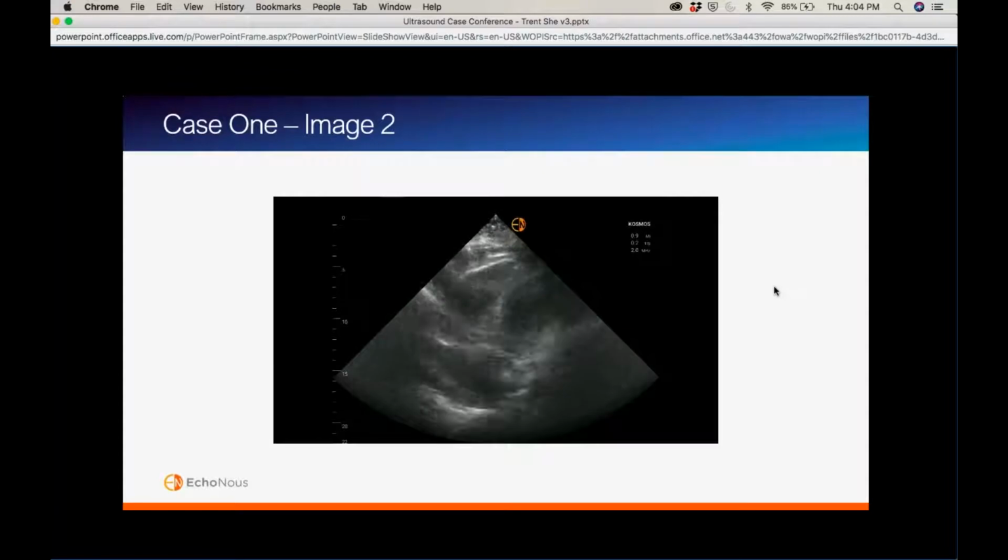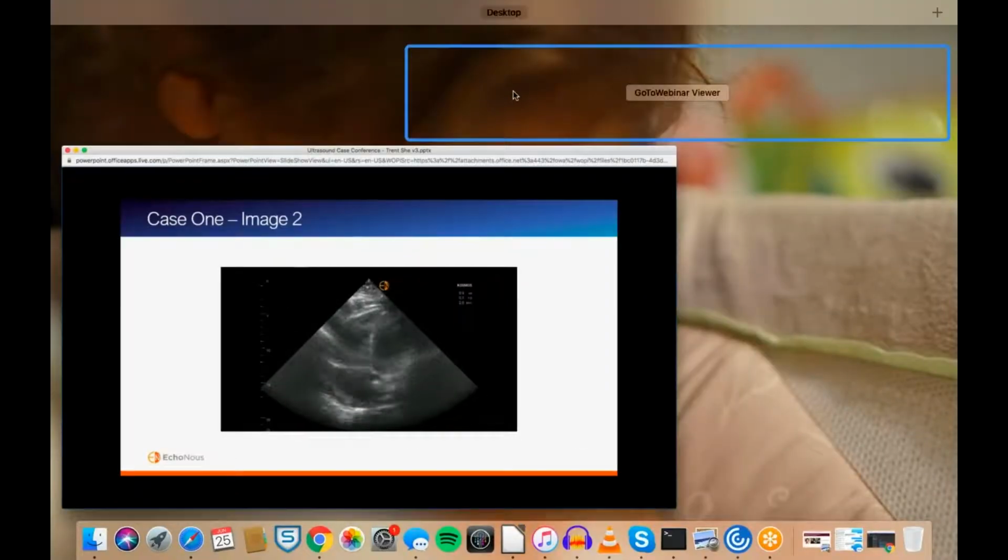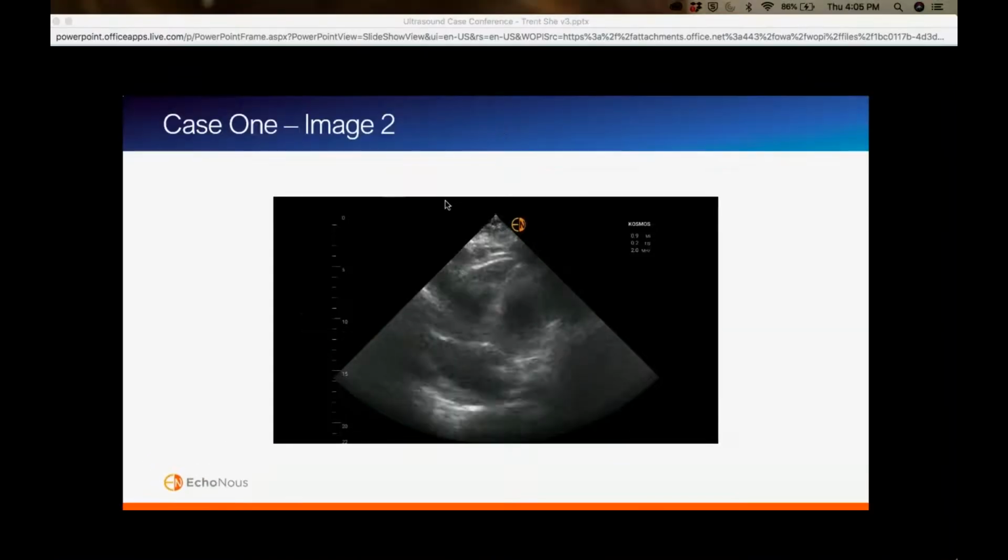And one of the things you can see subtly here is this thing called McConnell sign. If you see the very apex of the right ventricle there, you see how it's moving, but the free wall is not moving as much. That's a sign that's fairly specific for pulmonary embolism, especially when you see RV dilation. That's one of the things I was looking for in this ultrasound. You also know that the RV is fairly large compared to the left ventricle.